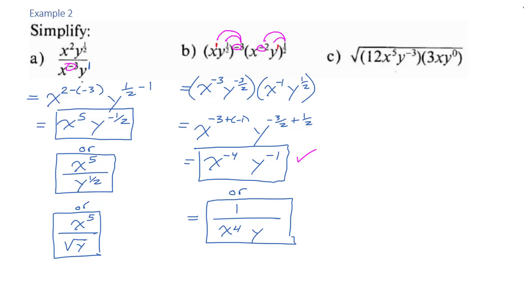There's a negative over here. I didn't flip it yet. I waited till I had one x term, one y term, and then I simplified the negative exponent. Okay? So wait till the end. All right, let's do another one here.